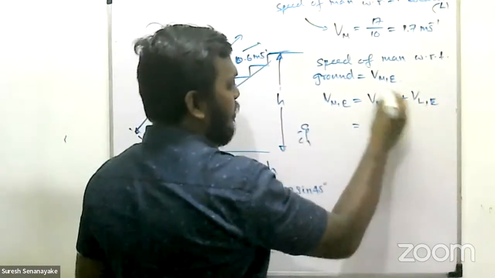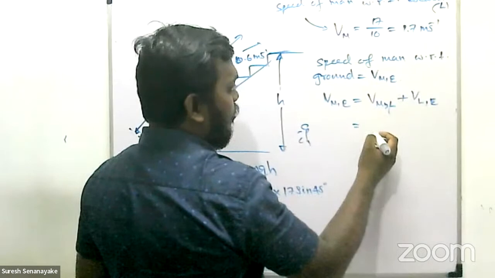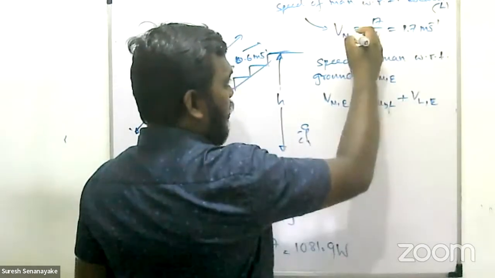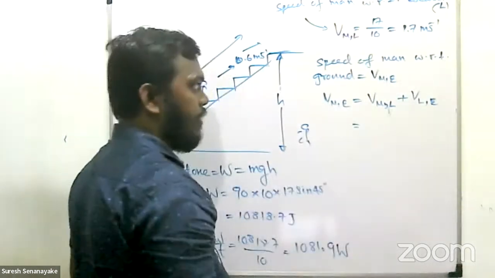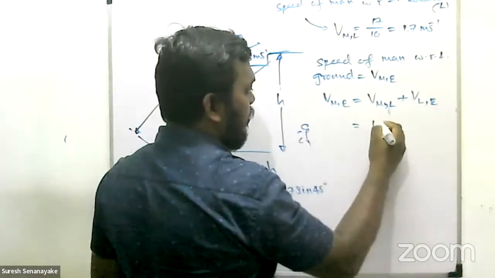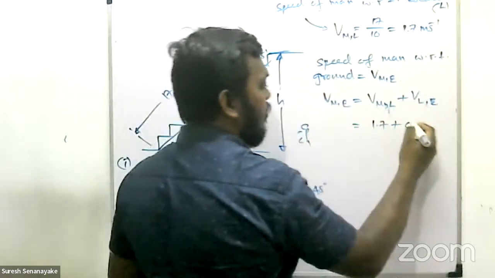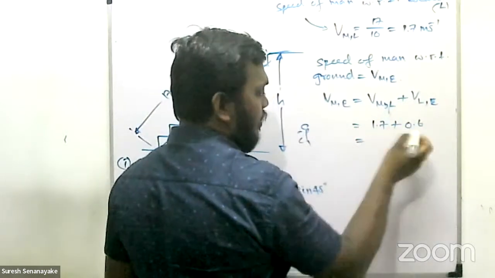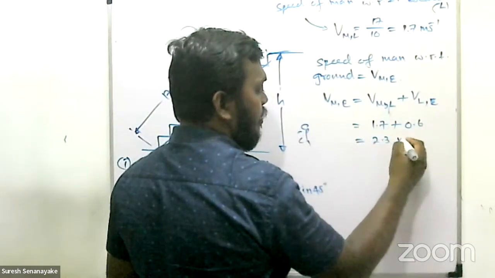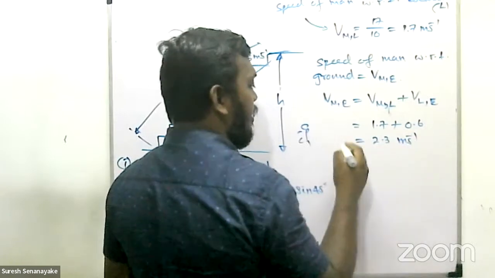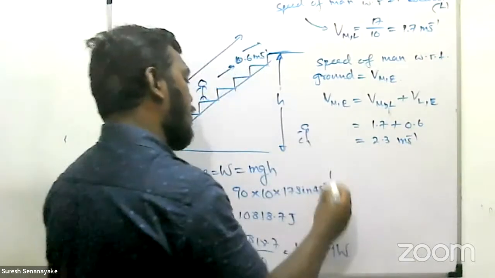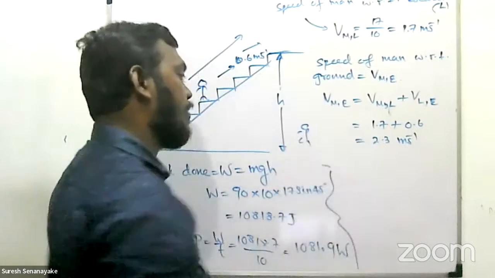So V_L with respect to the earth. And now we already know the man relative to the escalator is V_ML, okay? So that's 1.7, and the escalator with respect to the earth is 0.6. Together that is 2.3 meters per second. That is the speed of the man with respect to the earth.